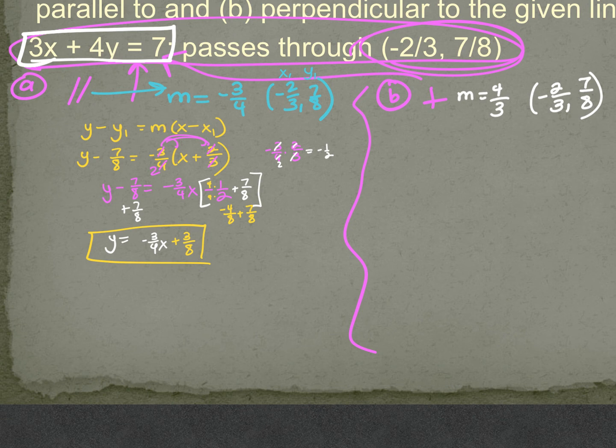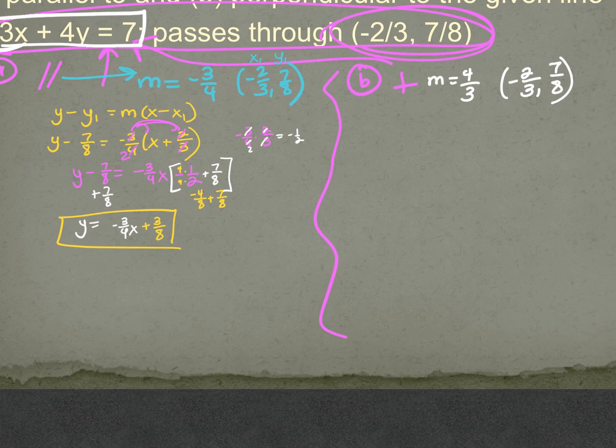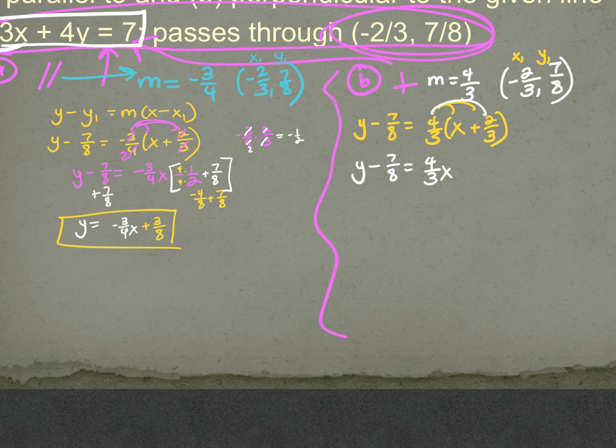All right, now B is the perpendicular one. So now you're dealing with the slope that's 4/3. Same coordinate point though. X1, Y1 is still negative 2/3 and 7/8. So Y minus 7/8 equals 4/3 times x minus a negative 2/3, which becomes plus 2/3. Distribute your 4/3. Y minus 7/8 equals 4/3 x. Multiply these out, and you get 8/9. Add the 7/8.